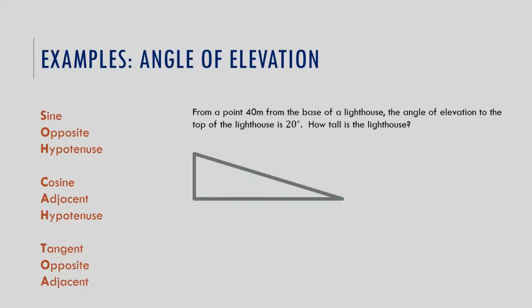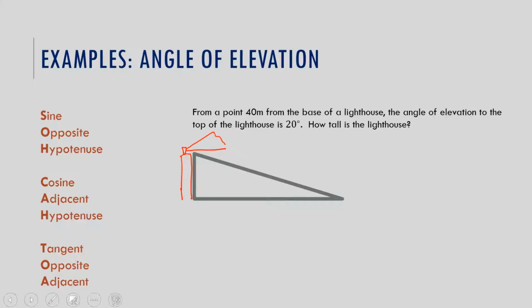So from a point 40 meters from the base of a lighthouse, the angle of elevation to the top of the lighthouse is 20 degrees. Okay, so the very first thing is how tall is the lighthouse? I want to actually draw this in. I'm not a very good drawer. This is my little lighthouse, and it's got a whole bunch of light coming out. All right, so this is my lighthouse.